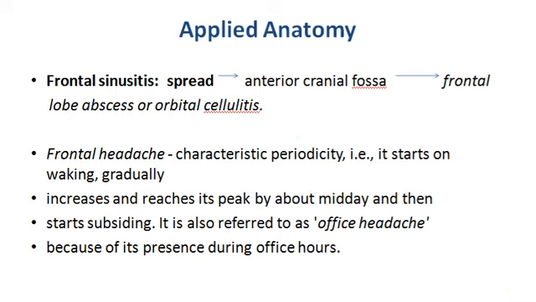Now, if there is an inflammation of the frontal sinus, that infection is called frontal sinusitis. As we know, the posterior wall is in relation with the frontal lobe. This can spread to the anterior cranial fossa, and from there it can lead to a frontal lobe abscess. An abscess is nothing but a collection of pus. It can also spread around the orbit, causing orbital cellulitis. One more thing seen when a person has frontal sinusitis is frontal headache.